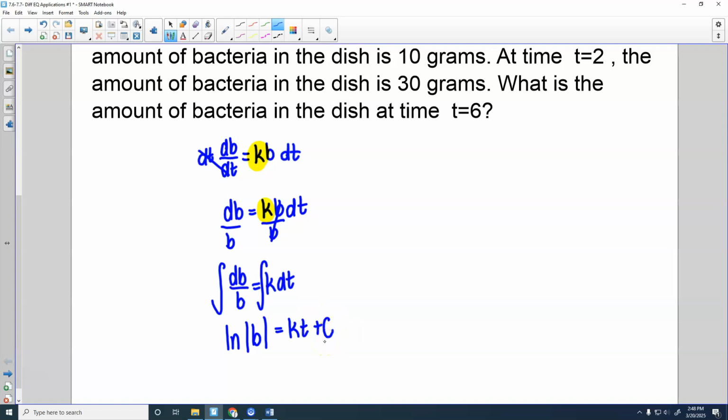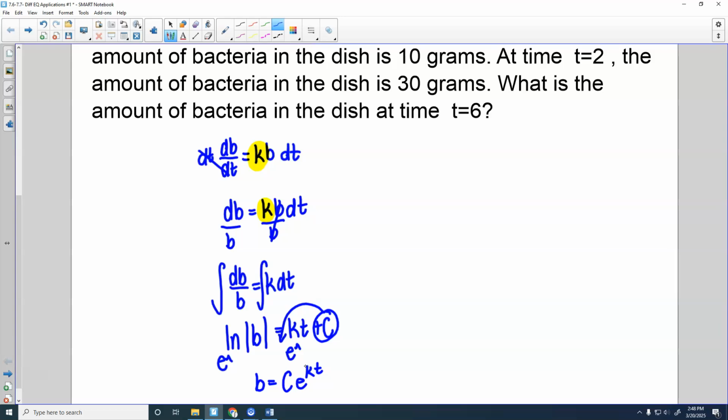Now, I think these problems are easier to do if you go ahead and solve them for the B in this case. So if I want to solve this for B, I've got to get rid of that natural log. I'm going to do e to the power on both sides. And so right here I just get the B. What do I get on the right hand side? What can happen with this c right here? It can become big C and go out front. So C e to the kt.